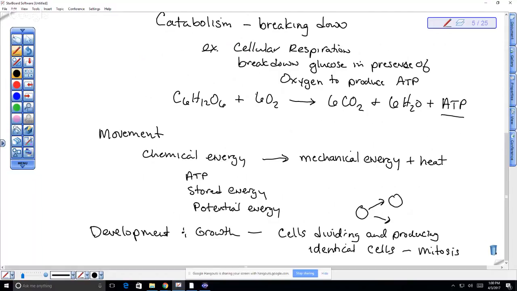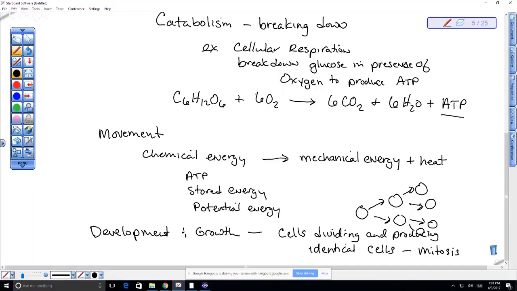If these are my cells, right? And then they give rise to an identical cell, right? Two actually, goes like this, right? And so when you think about it, it is actually a form of exponential growth because we're doubling. Every time our cells divide, they double in number. And so very fast, when these cells divide, we can get a lot of cells really fast. So this is mitosis, right? So mitosis is involved in development and growth.